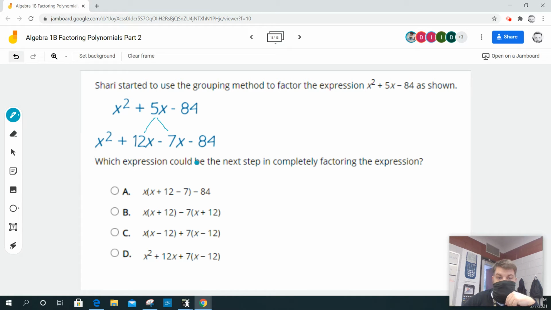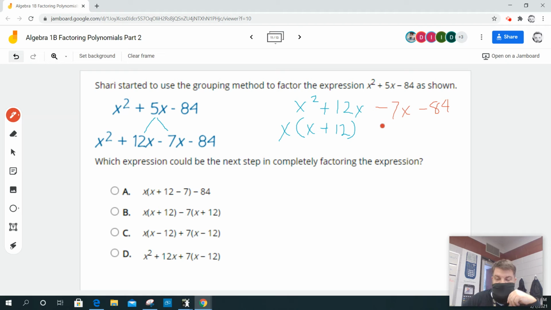So what I've got to do is, if I have x squared plus 12x, I can factor out an x on that, and that gives me x plus 12. Then we're going to do the same thing with the negative 7x and negative 84.